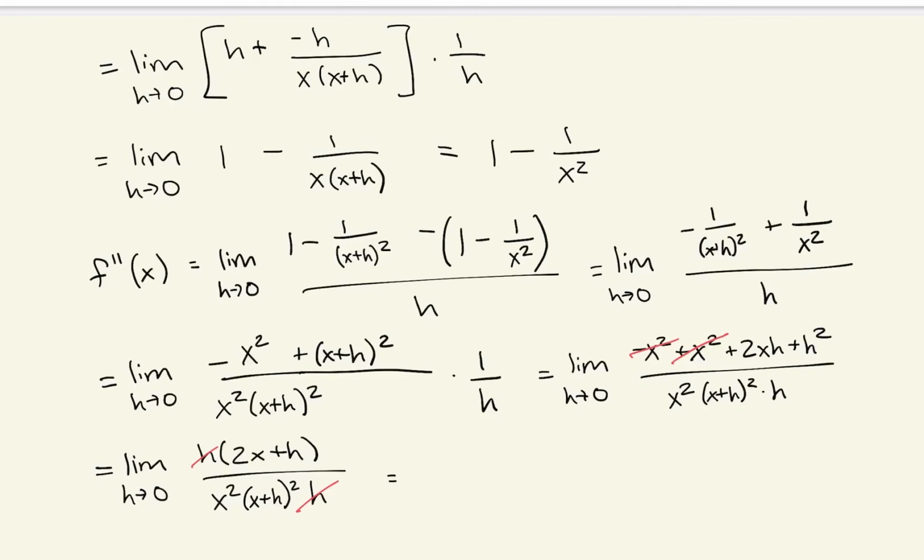And now I can take the limit as h goes to 0. I get 2x in the numerator, and I get x squared times x squared in the denominator. And this would simplify to 2 over x cubed, right? Because one of the x terms cancels. And so I wind up with x cubed in the denominator.